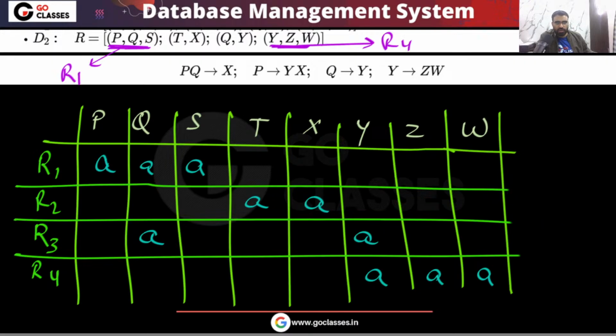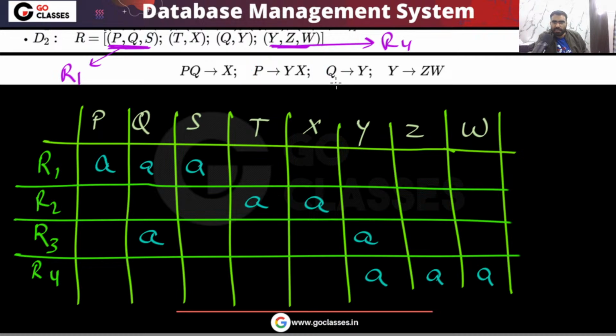Okay, now what we will do? Now we will apply the functional dependencies. Now you can easily see that this is P determining YX. What it means? Whenever two tuples have the same P value, they must have the same YX value. But here you can see no two tuples have the same P value. So right now we cannot apply this FD. So let me apply some other FD.